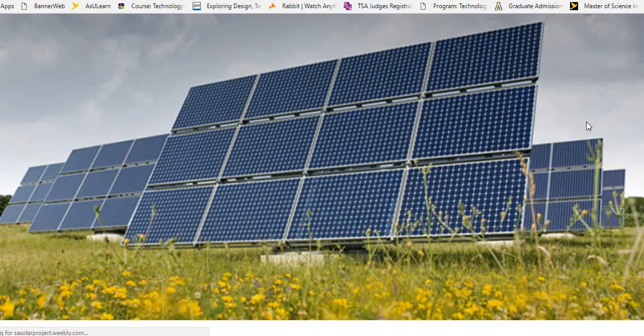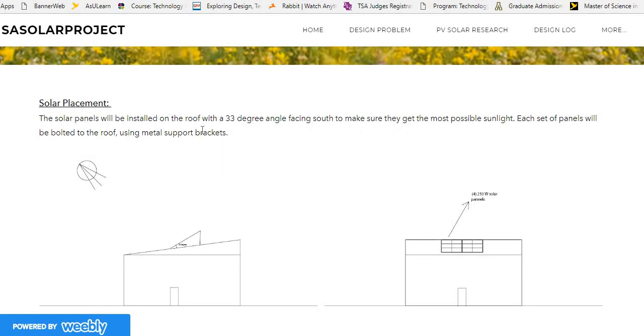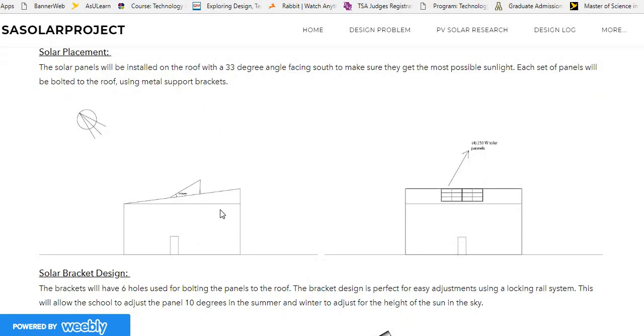Lastly, I have the final solution log, which is basically how you would go about the process when this would be implemented. First we have solar placement, as I've mentioned just a few times, the 33-degree angle facing south. And each set of panels will be bolted to the roof using metal support brackets. And here are 2 basic diagrams with the solar panel on top of the slightly inclined roof at about a 33-degree pitch, and then here's the front view on this side showing where the panels would be centered on the house.